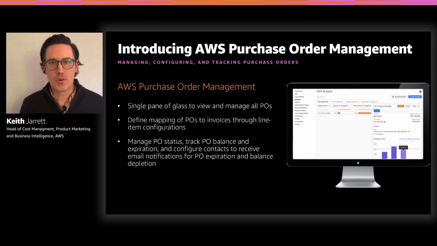We launched AWS Purchase Order Management back in October to help provide customers with a single pane of glass to view and manage all of your purchase orders, as well as define mapping of purchase orders to invoices, manage the status of each purchase order, track the balance and expiration, and set notification preferences to keep individuals informed about PO expiration and balance depletion. So for those of you looking to better manage your P2P process, it can be a really valuable service to help.